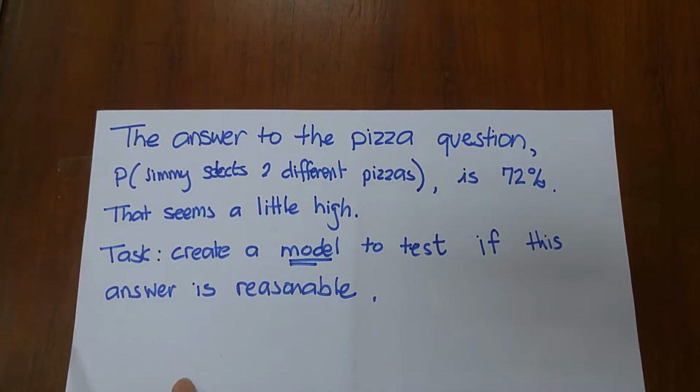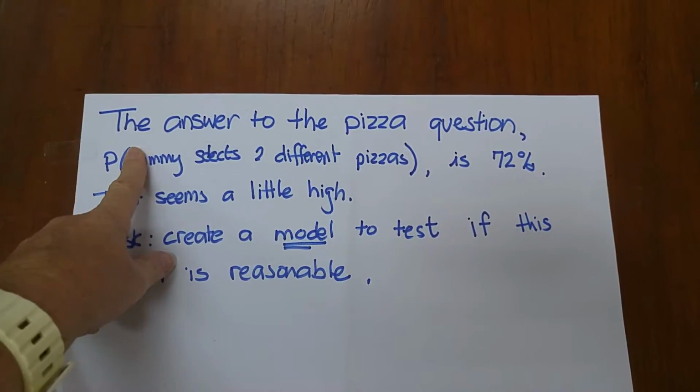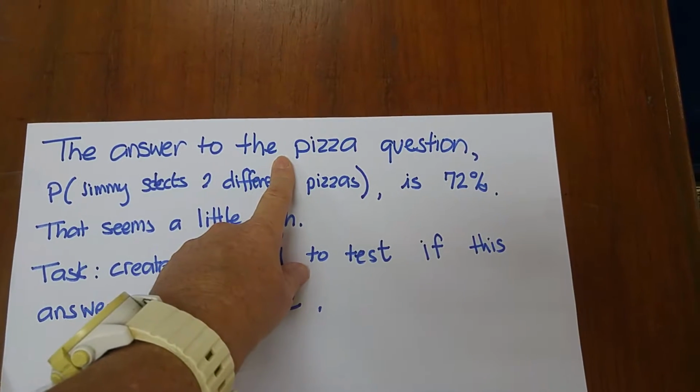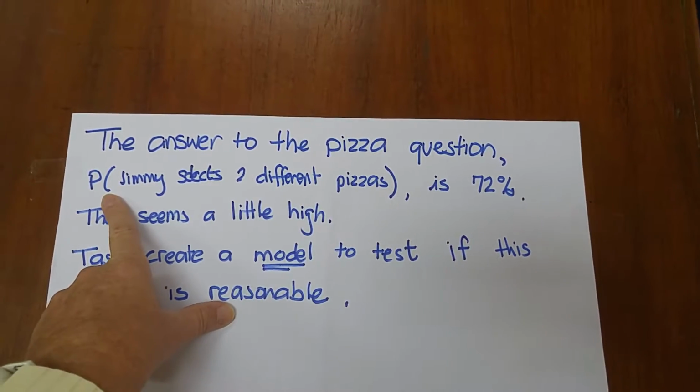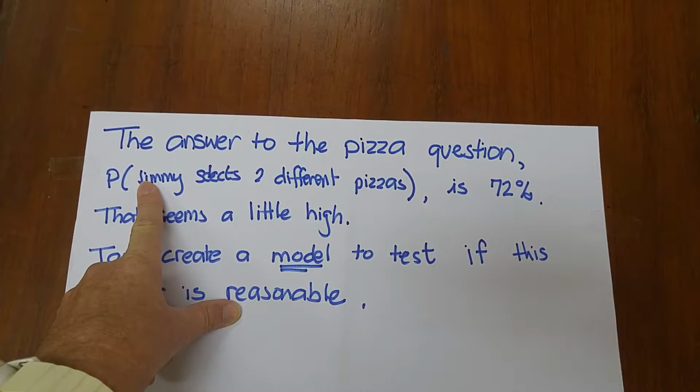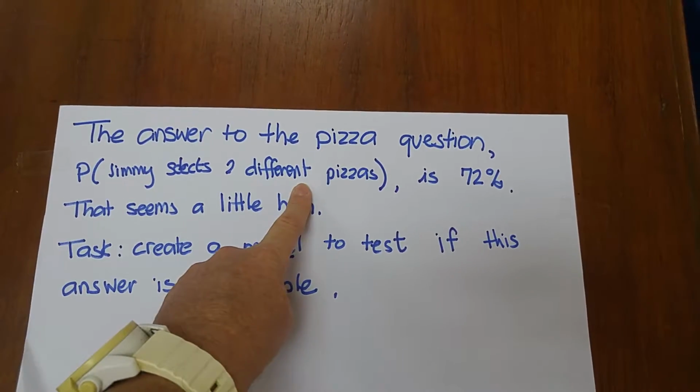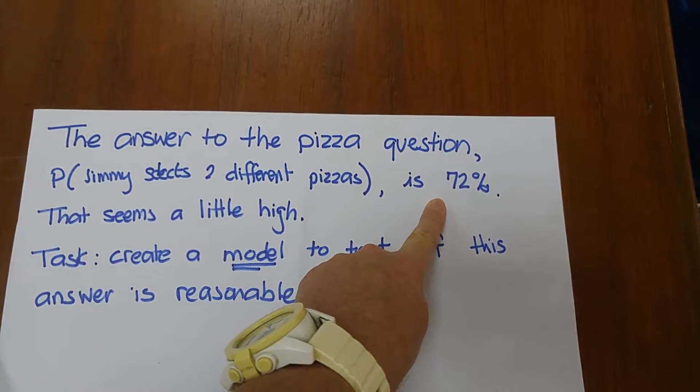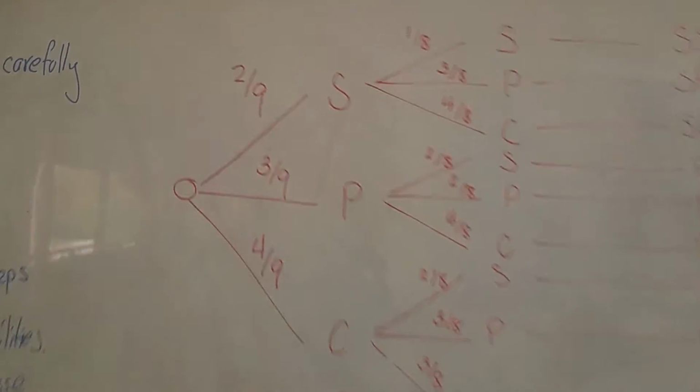Now here's the problem. The answer to the pizza question we did last week, and the problem there was what's the probability Jimmy selects two different pizzas, is 72%. And the maths we did for that is up here.